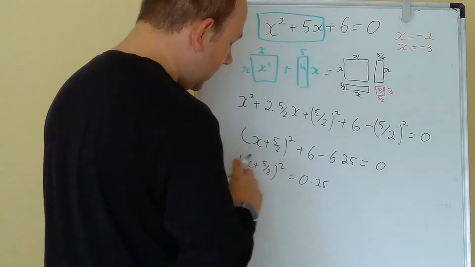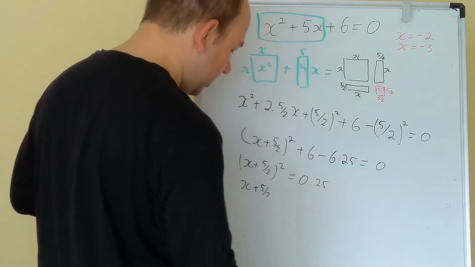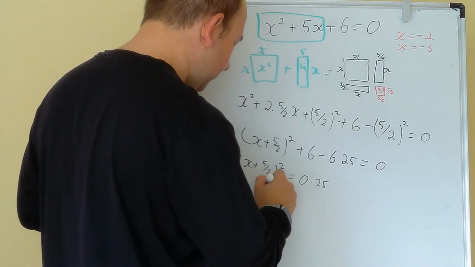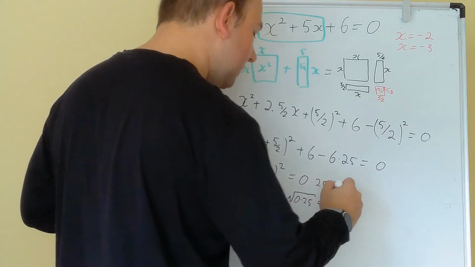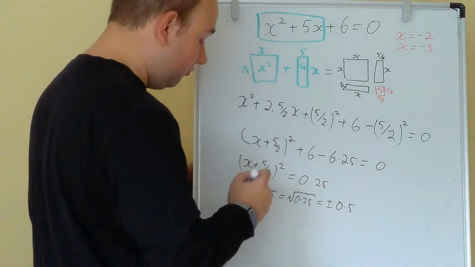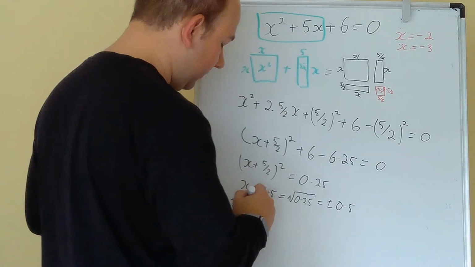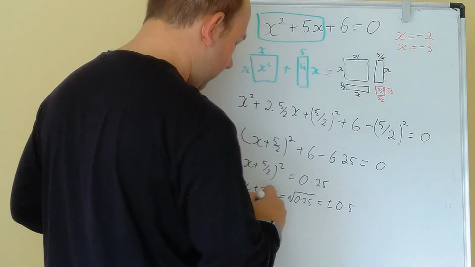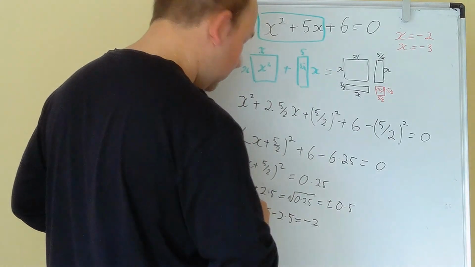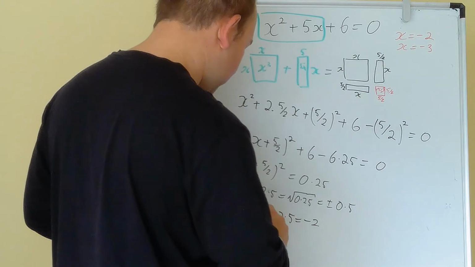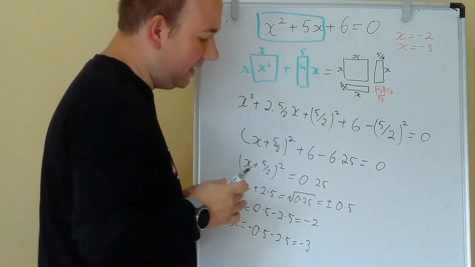I can now find the square root of this, so this will become x plus 5 over 2, which I'm going to turn now into just 2.5, is equal to the square root of 0.25, which is equal to plus or minus 0.5. I can now rewrite this for x, take this over to the other side, so it's going to become minus 2.5. If we start off with plus 0.5, we're going to have plus 0.5 minus 2.5, which is equal to minus 2. And we're also going to have x equal to minus 0.5 minus 2.5, which is minus 3, which takes us back to exactly the same answers as we got before.